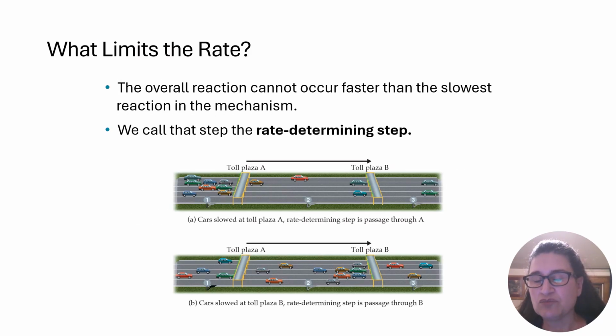Now, what limits the rate is called the slowest step, and that's the rate determining step. So just like in a relay, your time is never better than your slowest runner. So if I have several steps, the rate determining step is that slowest one.